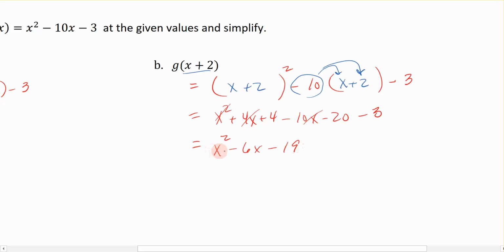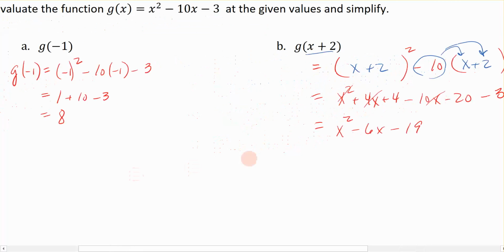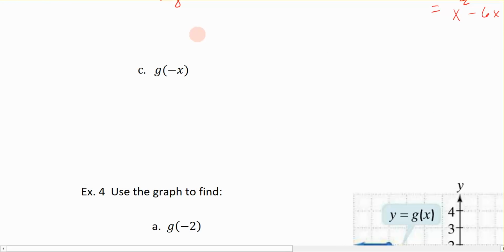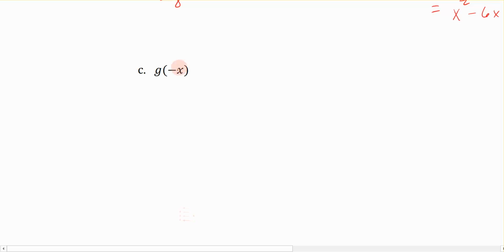So this is the simplified version of evaluating the function g of x at x plus 2, and that's your solution. The last one we want to look at is right here. I want to evaluate my function at g of negative x.